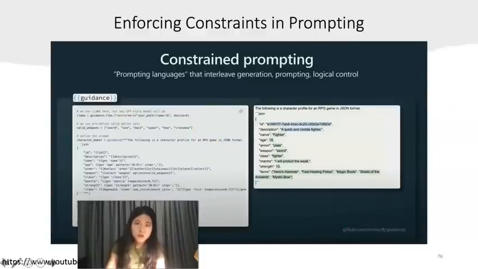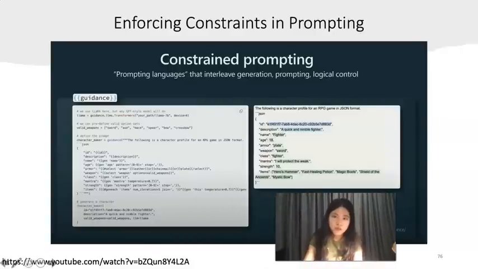And there is also constraint prompting. You can enforce logical control in your prompting.